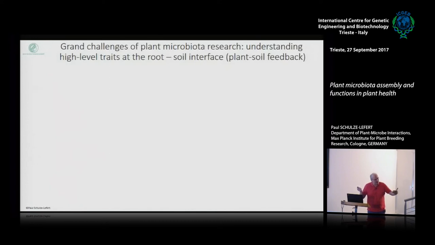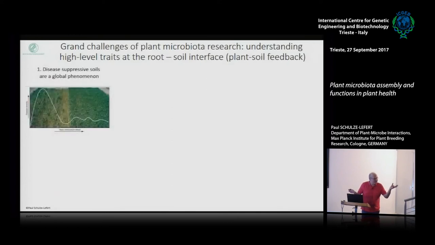Recall, the start inoculum are the soil-resident bacteria that associate with the roots. And there are phenomena observed by farmers out there that really illustrate how valuable knowledge on the plant microbiota is. One phenomenon is so-called disease-suppressive soils. It's a global phenomenon. You find them from Australia, from Italy. I think there are several disease-suppressive soils in Europe, the US, everywhere.